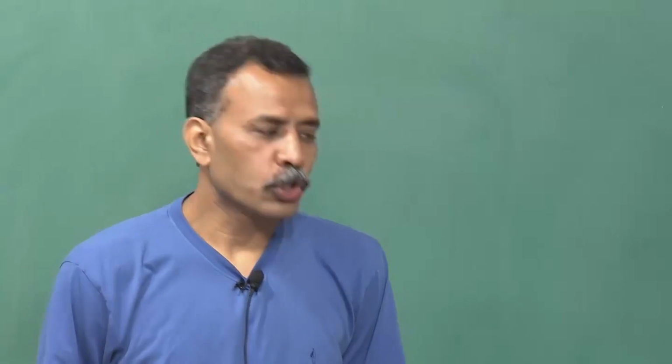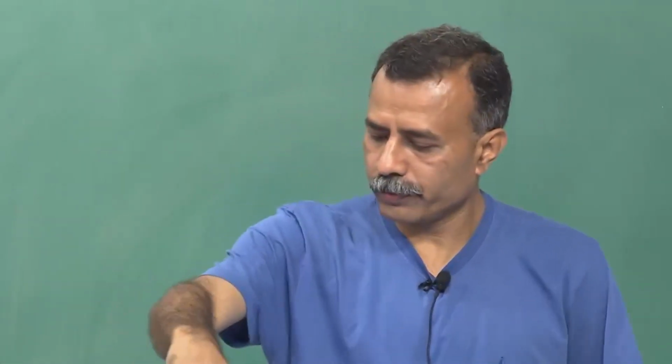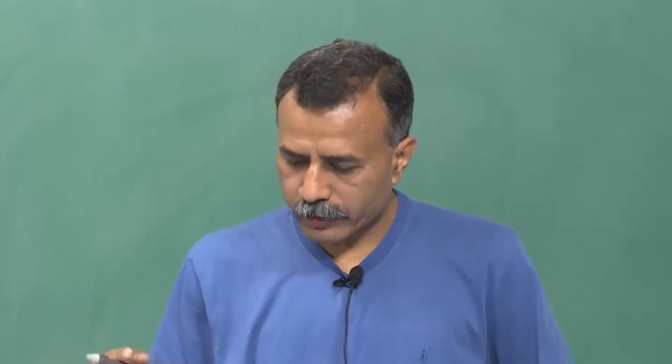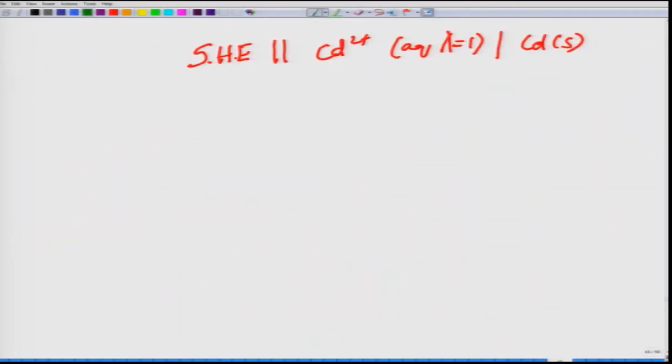which is 0.402. So I believe with this background of understanding standard potential, standard reduction potential, you will be able to draw your own story. The negative sign means that the electron flows from cadmium to platinum, a direction opposite to that of the other cells.